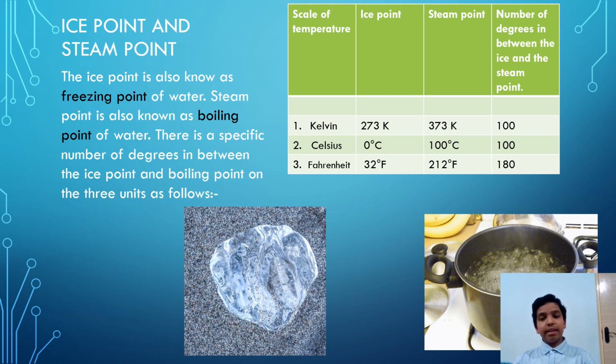But in Fahrenheit, the ice point is 32 degrees Fahrenheit and the steam point is 212 degrees Fahrenheit. The number of degrees in between the ice point and the steam point is 180. 1 degree on the Celsius scale is equal to 1 degree on the Kelvin scale. 1 degree on the Celsius scale is equal to 9 by 5 or 1.8 degrees on the Fahrenheit scale.